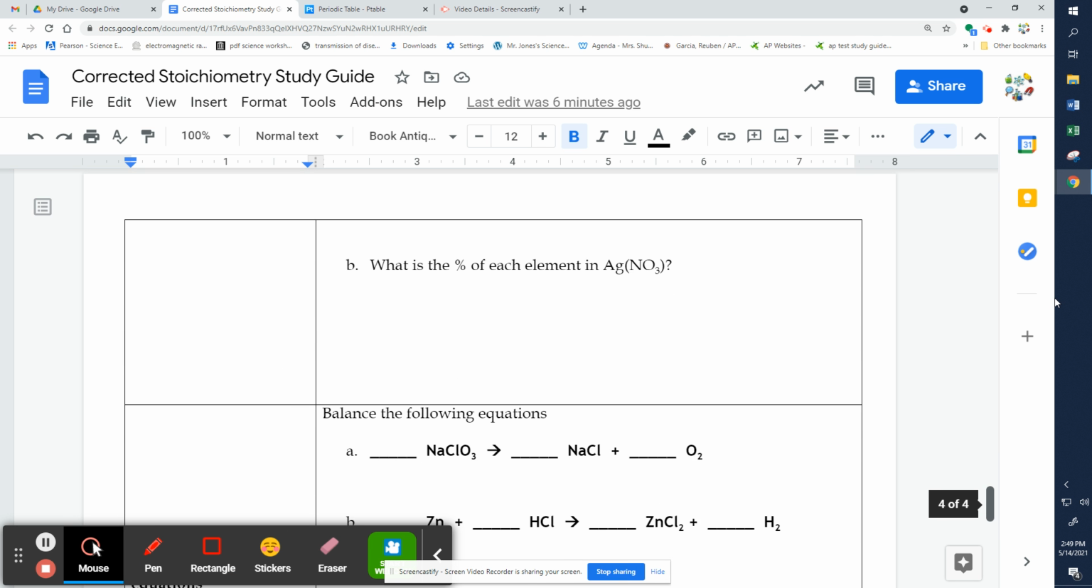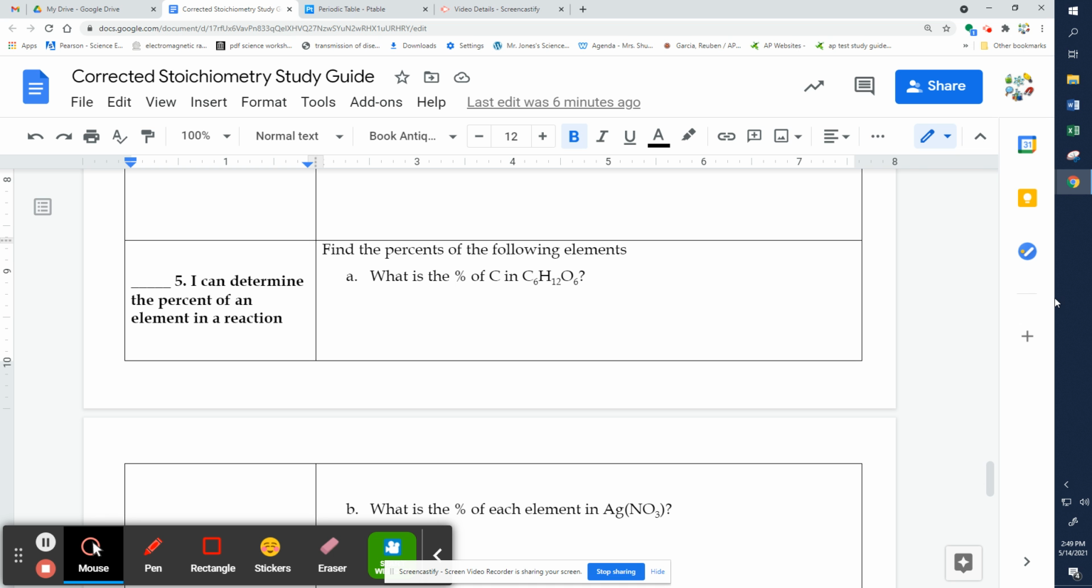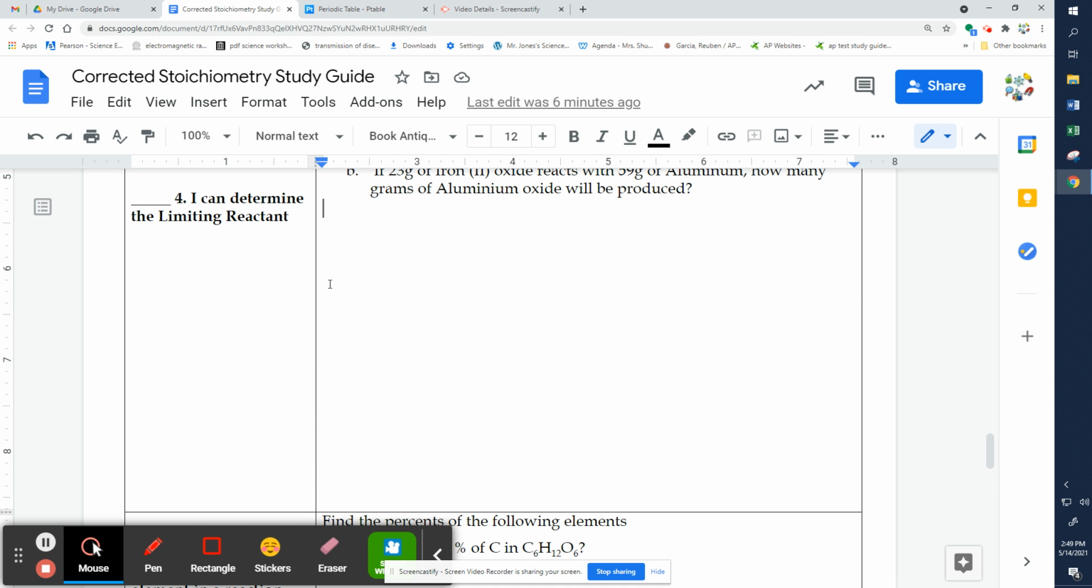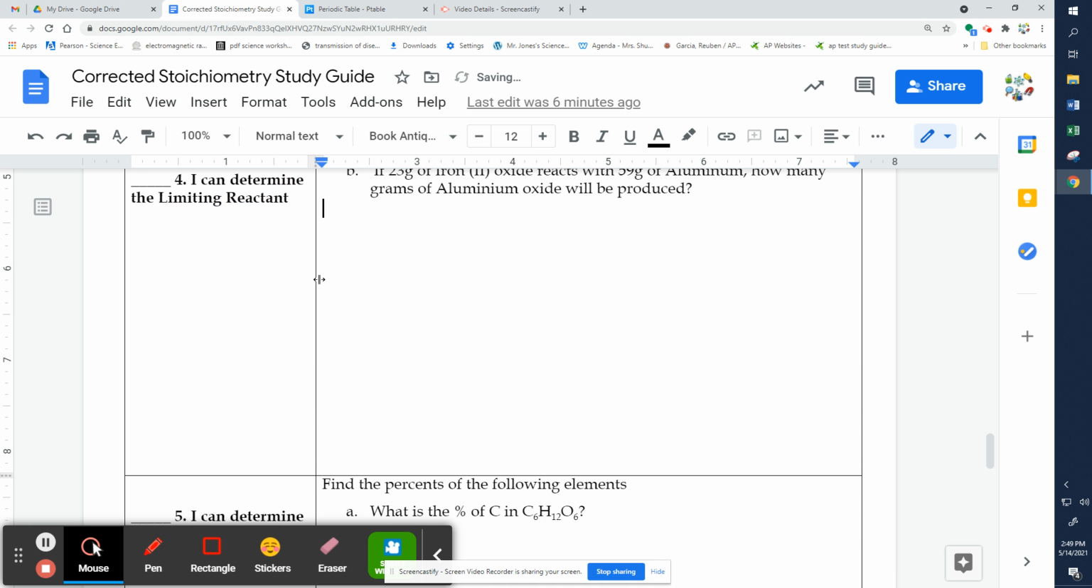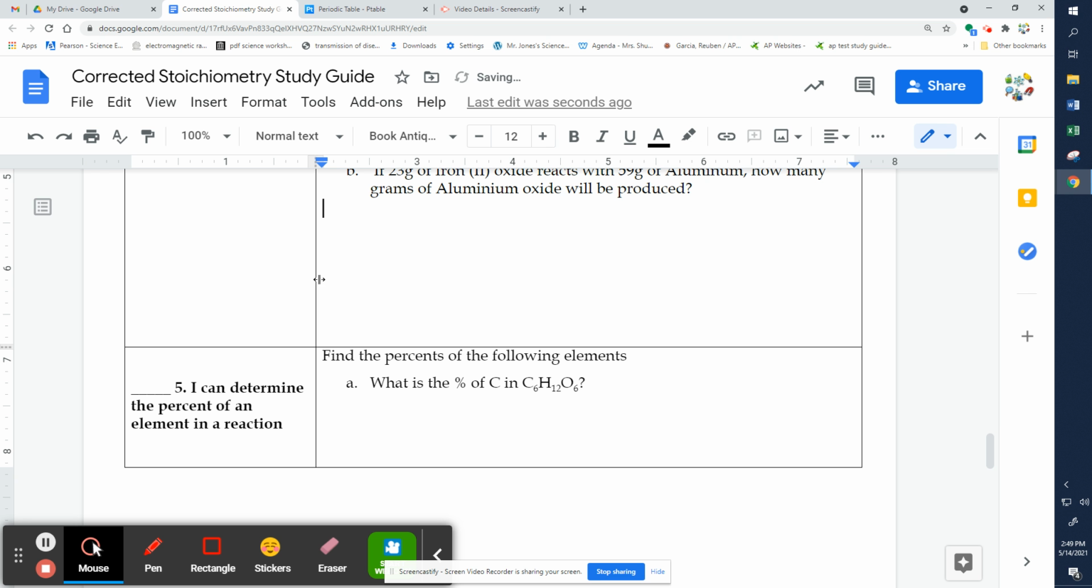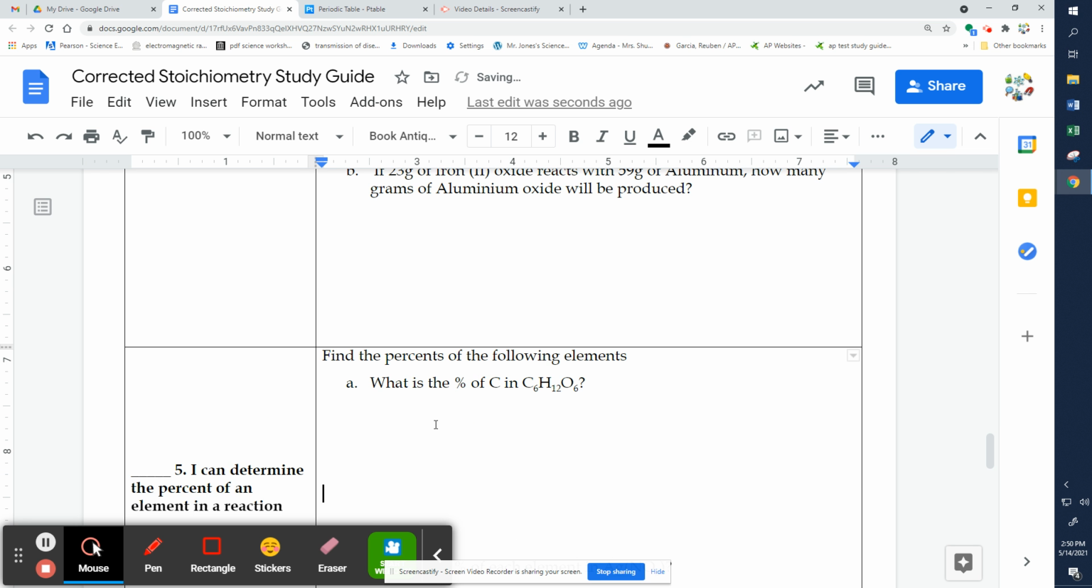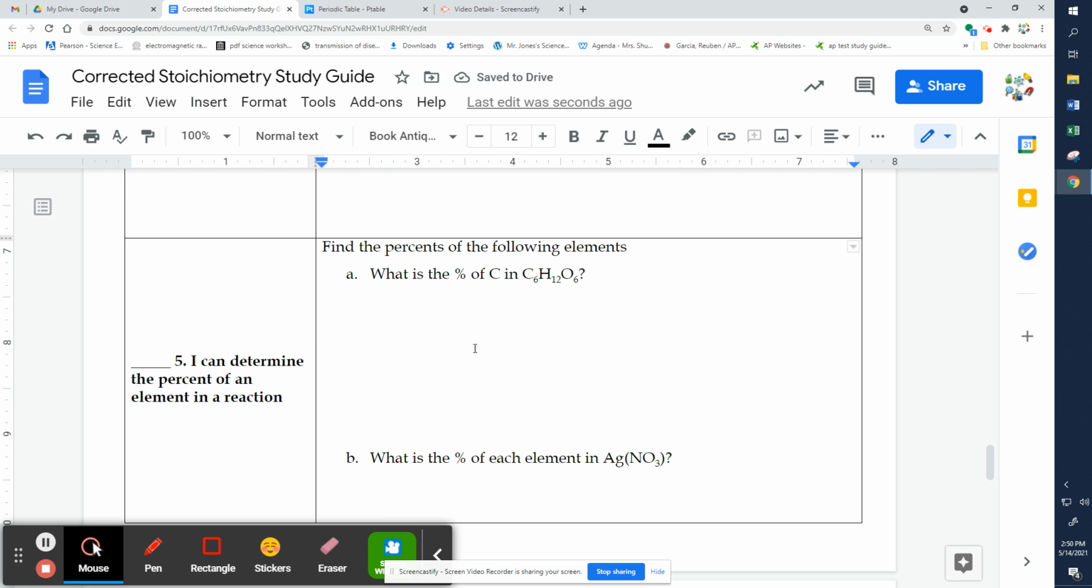For our last questions, first we have to find the percents of each of the following elements. Let me hit enter or delete a couple of things, but we have room to write. Find the percent of the following elements. First, we have, what is the percent of C in C6H12O6? Thankfully, we have already figured out the molar mass.